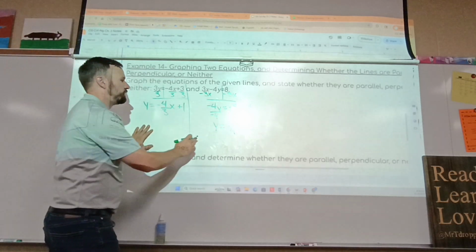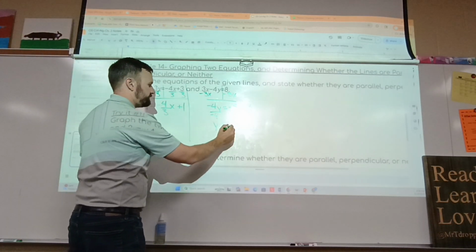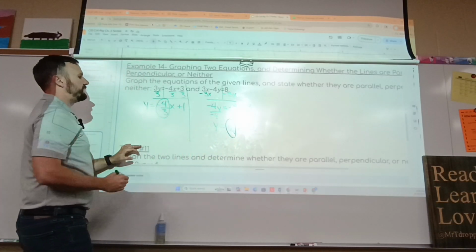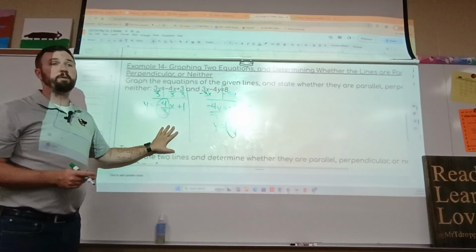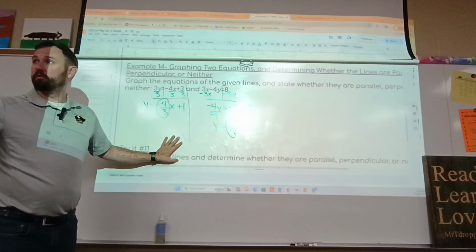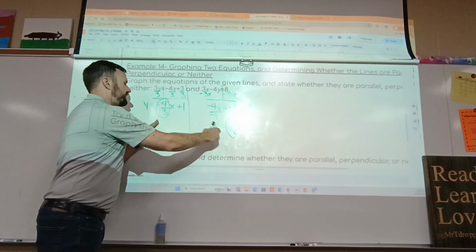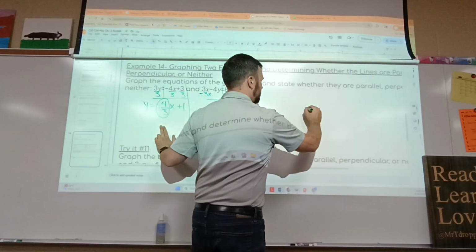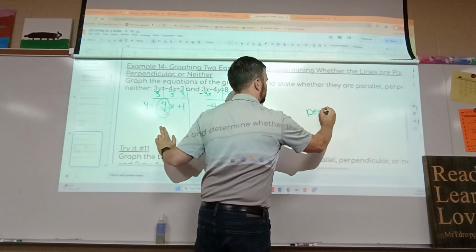Example 14. All right, so now compare our slopes. How do 3/4 and negative 4/3 compare? They're not parallel. They're not the same. Are they opposite reciprocals of each other, though? One slip. So it's flipped and negated. So there's two things that happen to it, same numbers. So that's perpendicular.